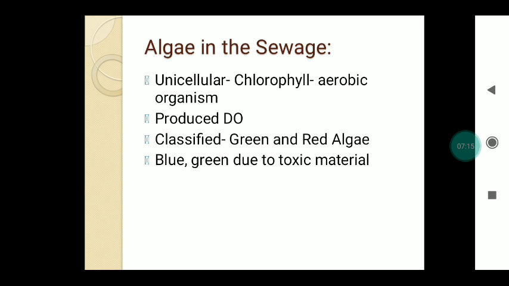The classification of algae is green algae, red algae and brown algae. The color of algae is due to the chlorophyll. And the blue-green algae are affected by the toxic material present in the sewage, and the growth of these algae is very small or negligible.